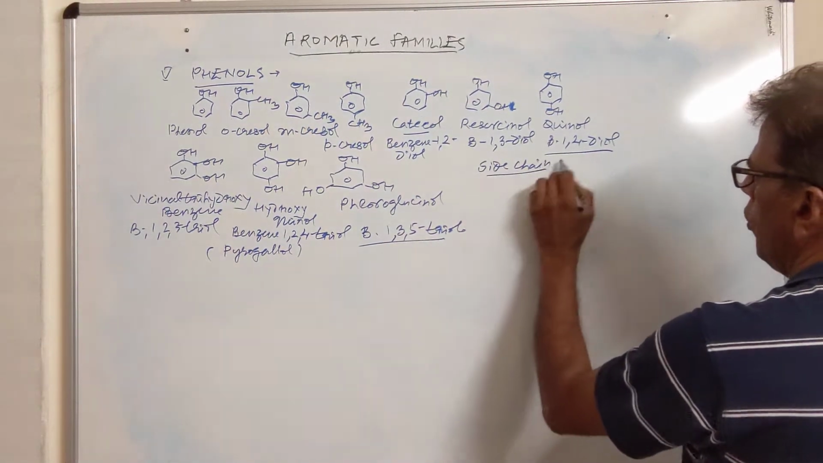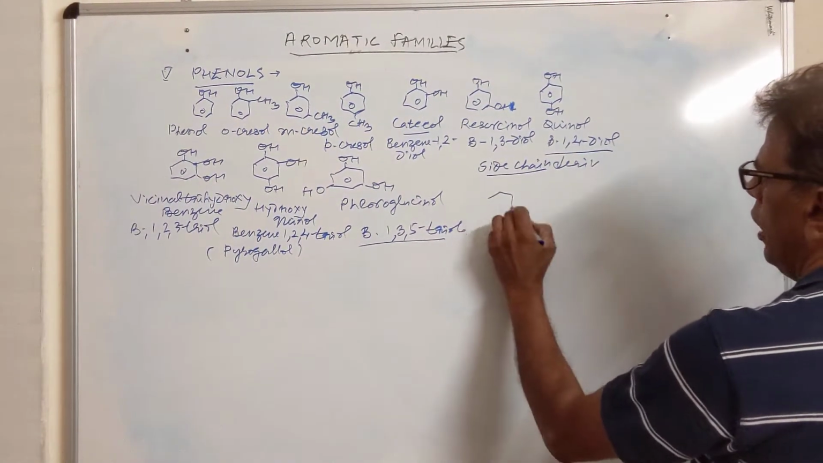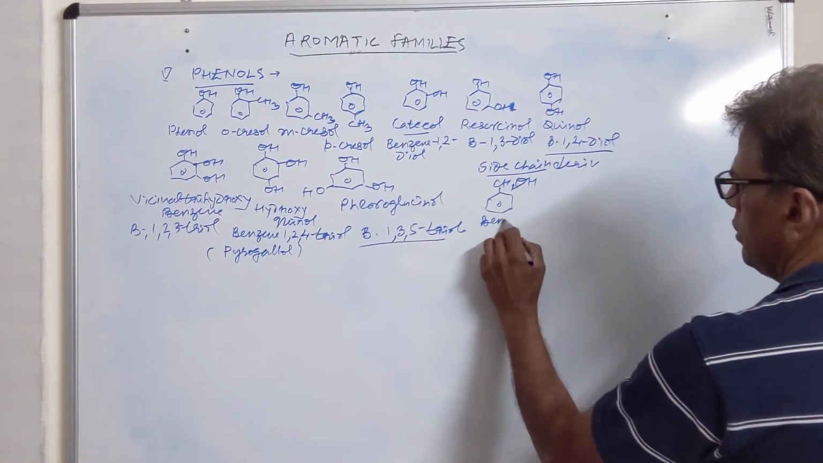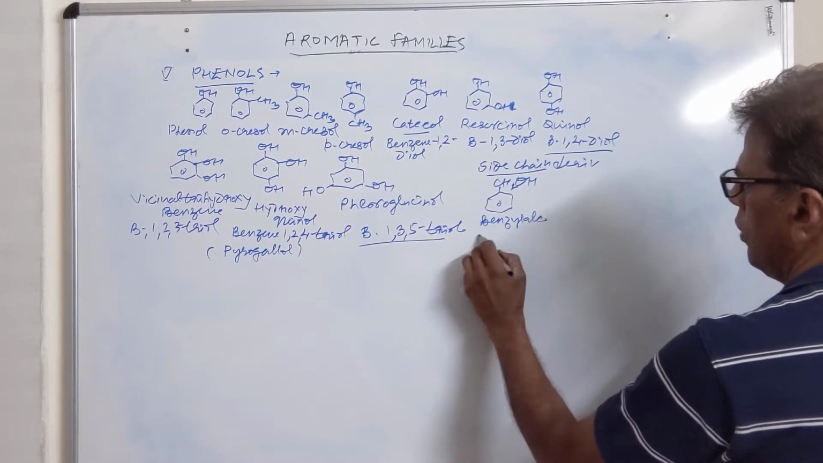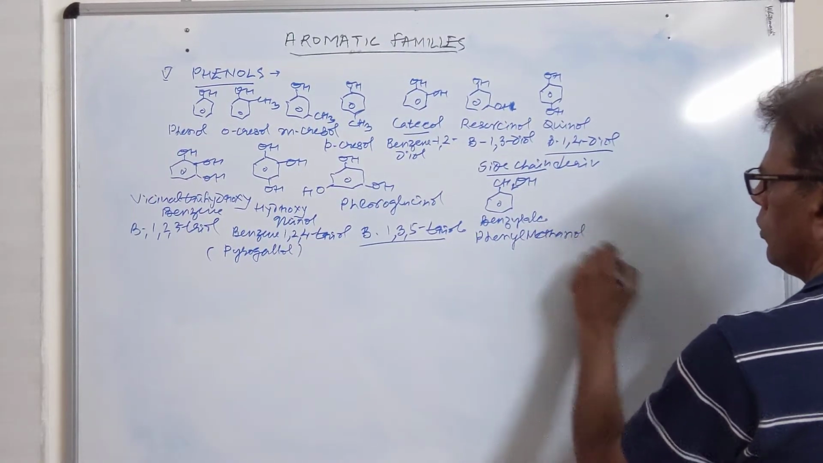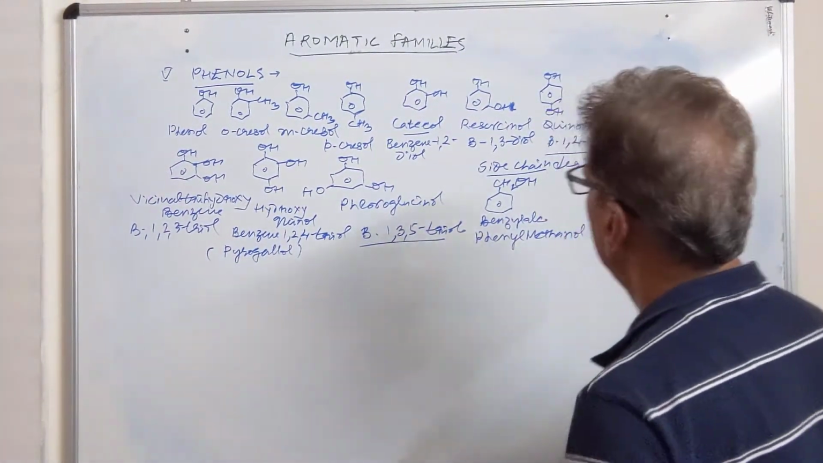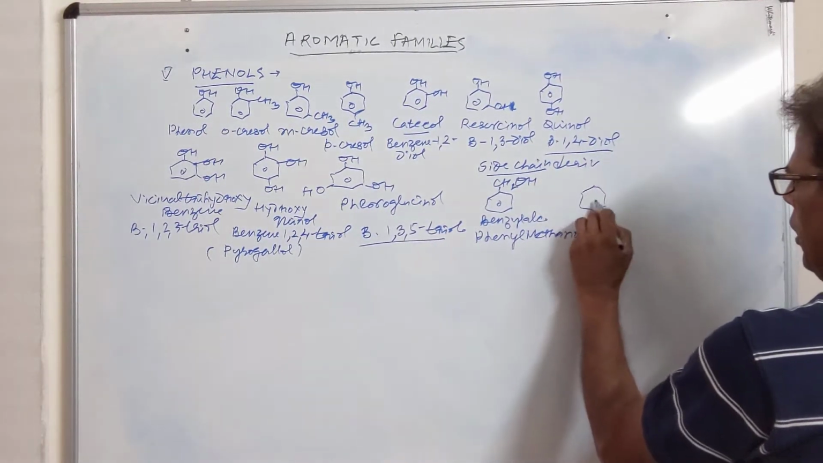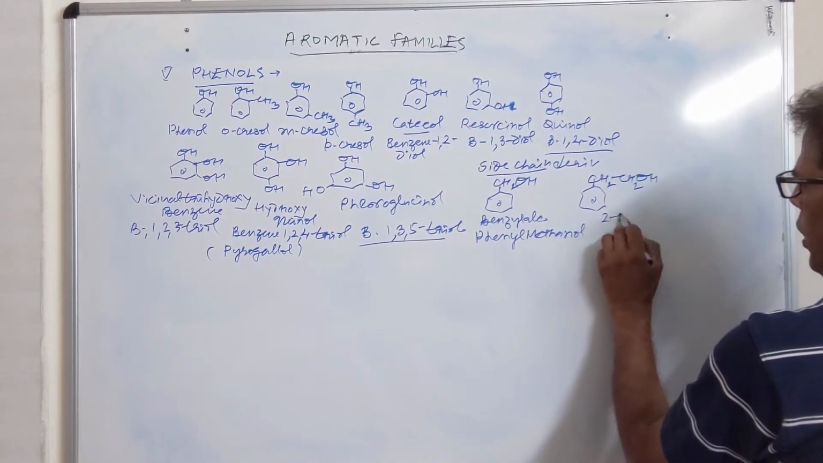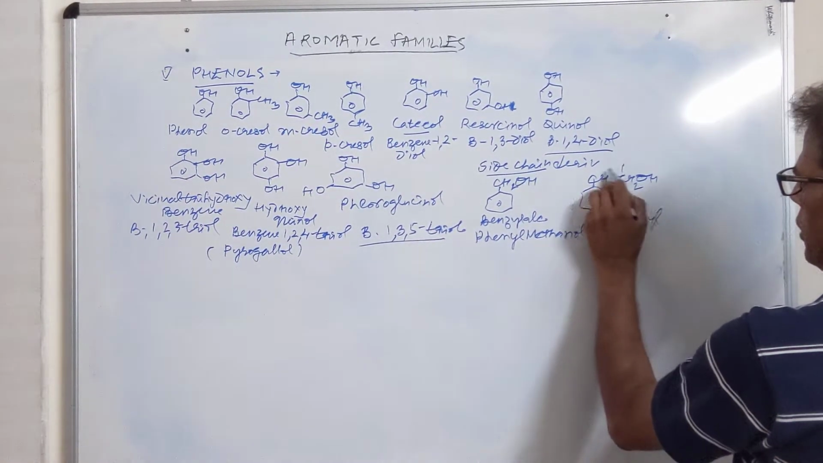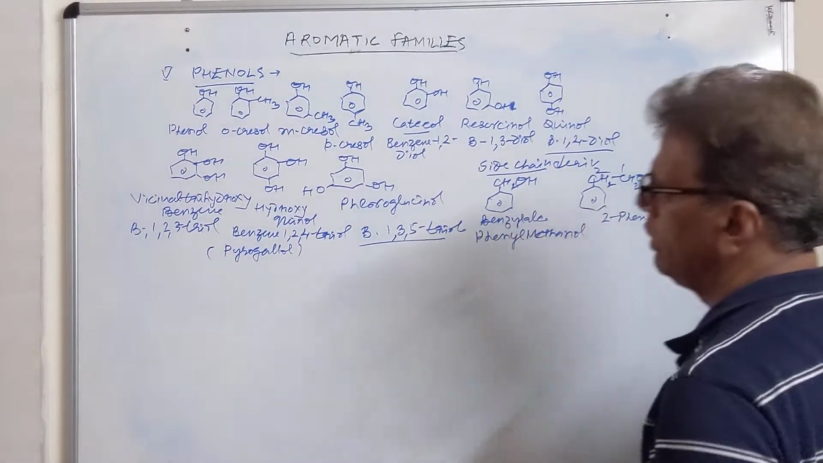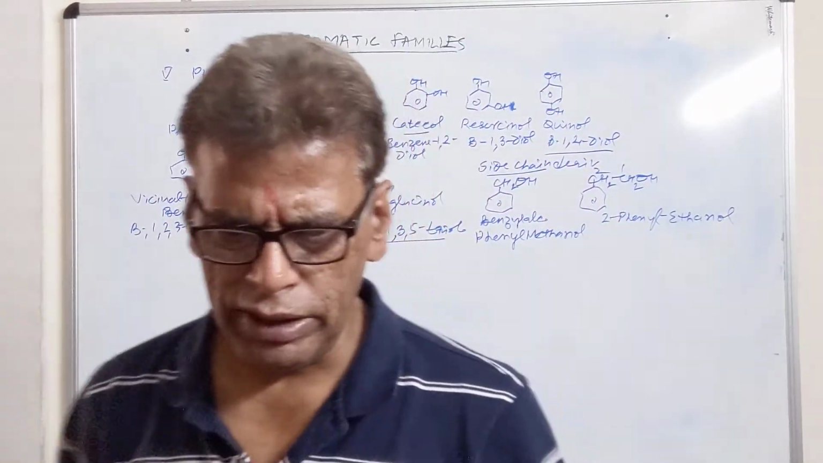Then we have side chain derivatives. They are actually not phenol. They will be dealt as alcohols because OH group is present in the aliphatic chain. This is called as benzyl alcohol or phenyl methanol. So this is side chain derivatives. Similarly, we can have one more carbon here, CH2, CH2OH. This is 2-phenyl. Numbering would be done from OH carbon, 2-phenyl ethanol. So these are the phenols and derivatives of phenol.